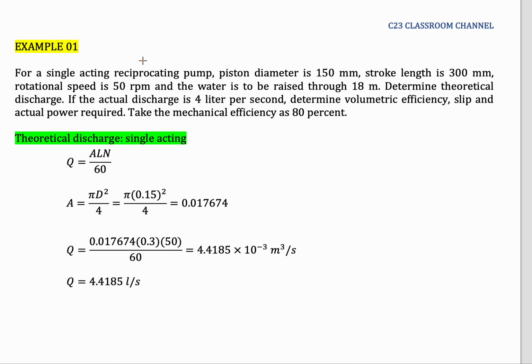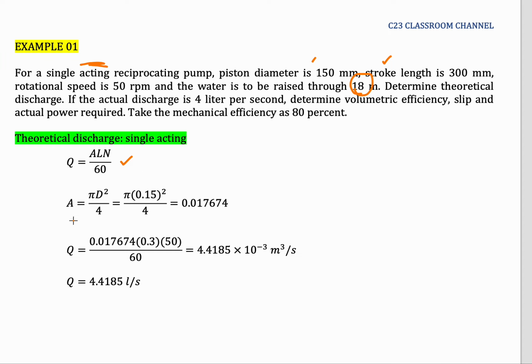So in this question, we have a single acting reciprocating pump, and then we have all the parameters here: the diameter, the stroke length, the RPM, and also the height of the pump, which is the water head, which is 18 meters. So the theoretical discharge for single acting can be calculated using this equation. So we substitute all the values.